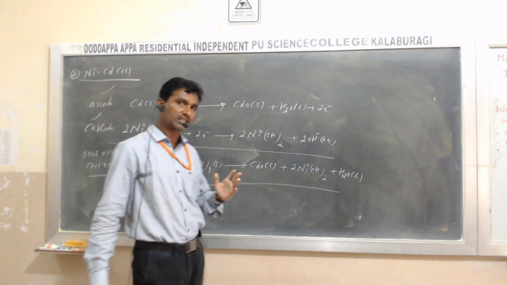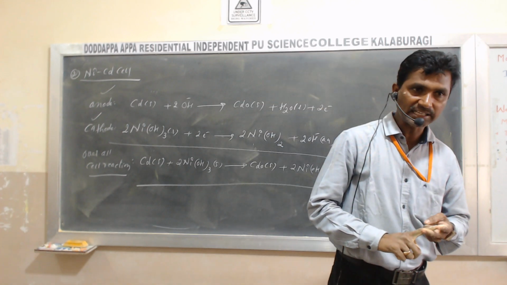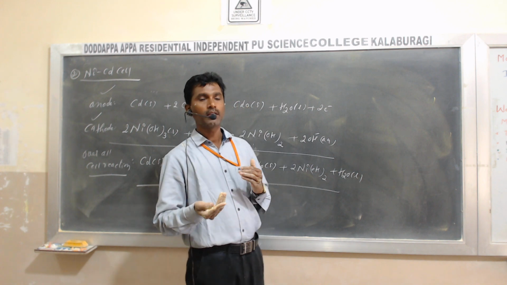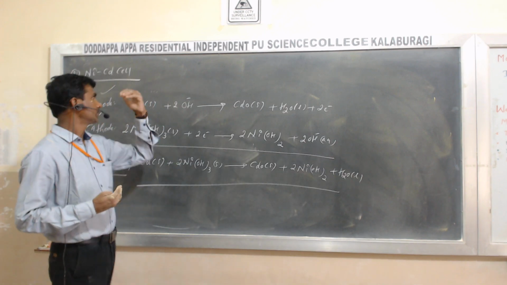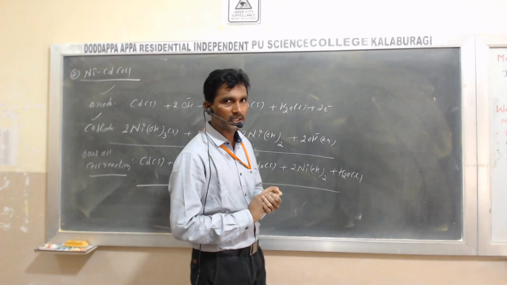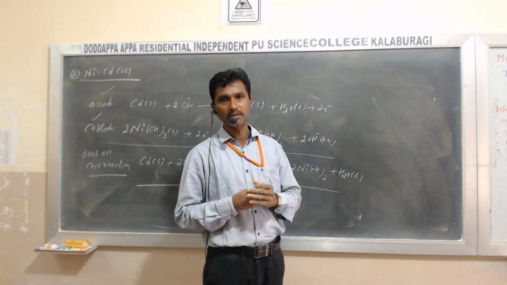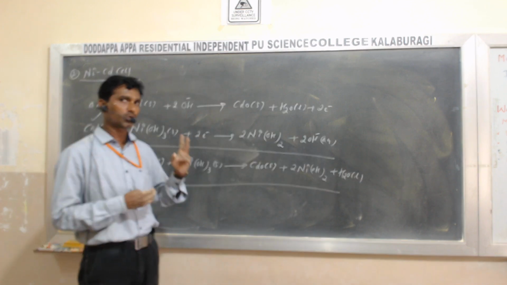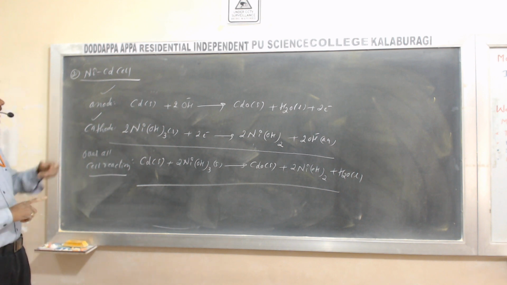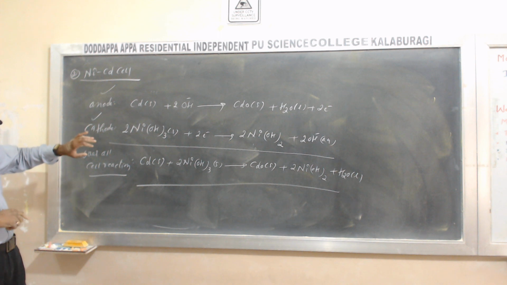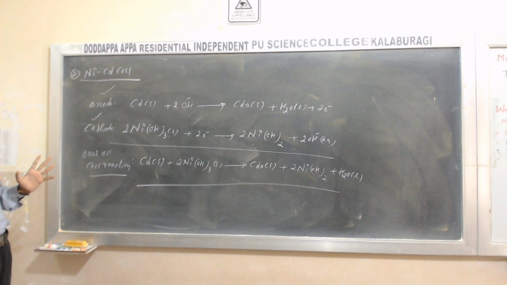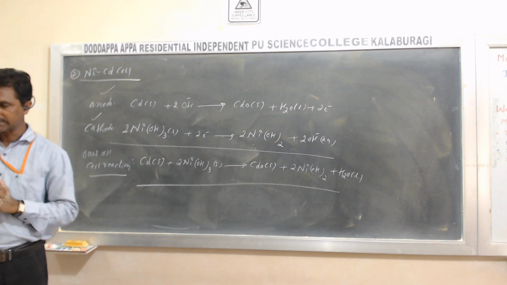So the total types of cells are primary cell and secondary cell. A primary cell we can't reuse; with use over a long period of time, the battery will die. The secondary cell we can reuse, and it is rechargeable. The primary cells are of 2 types: dry cell and mercury cell. The secondary cell examples are lead storage battery and nickel cadmium cell.